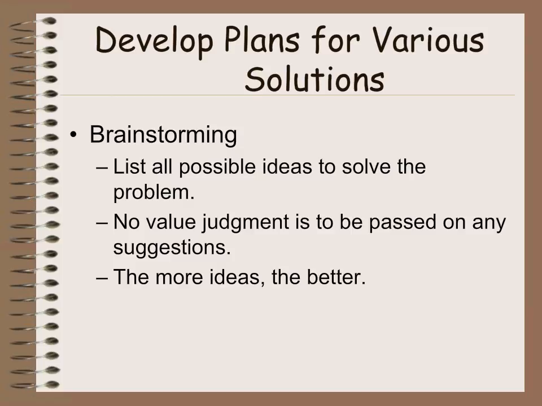Once you've figured out what your problem is and why you're solving it, it's time to start developing plans for a variety of solutions. This is most commonly done by brainstorming, and it's important that you brainstorm in the right manner. When you brainstorm, you need to list all possible ideas to solve the problem. No matter how idiotic that idea might seem, you need to write it down. You don't place any value judgment on any of the suggestions that anybody makes.